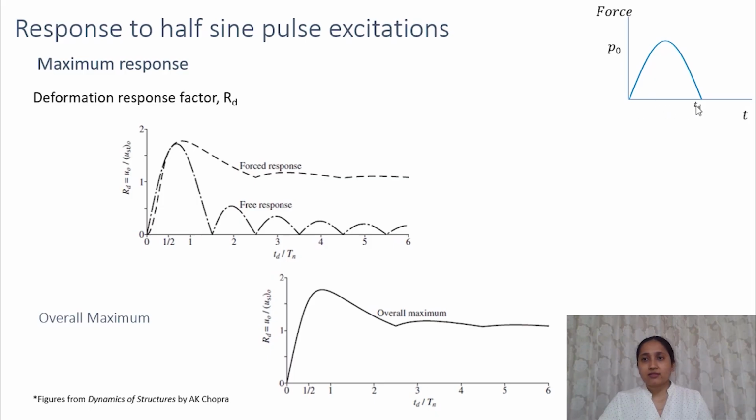As the duration of the pulse increases, as Td increases, this sine pulse becomes flatter and flatter. That means the rate of loading is lower and lower, so the dynamic effects will also come down. If the value of Td is very large, then the dynamic effect will be very low and this response factor is close to 1. That means the dynamic response is close to the static response.